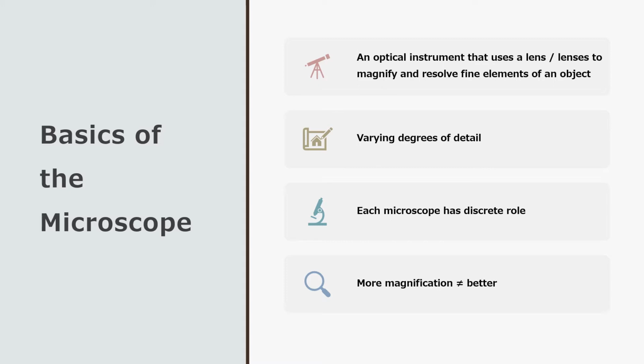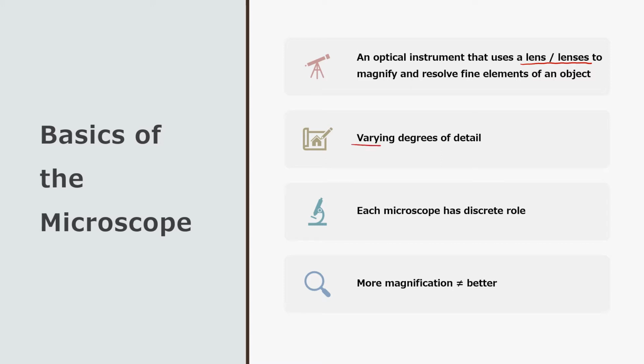The microscope is an optical instrument that uses a lens, or oftentimes multiple lenses, to magnify and resolve fine elements of an object. The role of any kind of microscope, from something as simple as a magnifying glass all the way up to a scanning electron microscope, is going to simply take something that's small, employ some distortion of light principles, and then make it appear bigger to you.